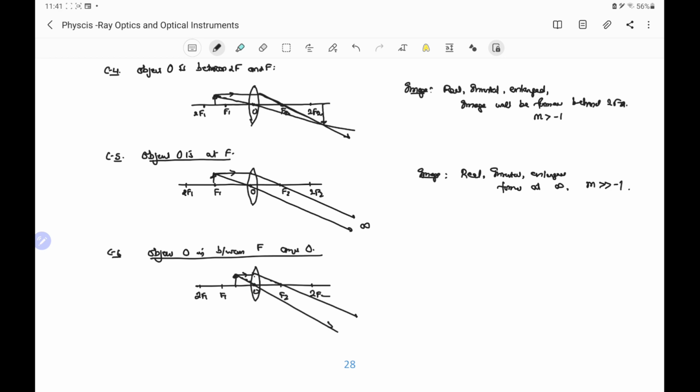So this ray on backward tracing cut at a point which is the image of the object. So this point, if object is AB, then the intersection point is B dash and A dash. So image in this case is virtual because it is on left hand side and cannot be taken on the screen. It is erected image, enlarged, and magnification is very greater than 1.